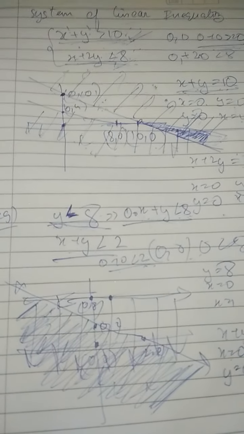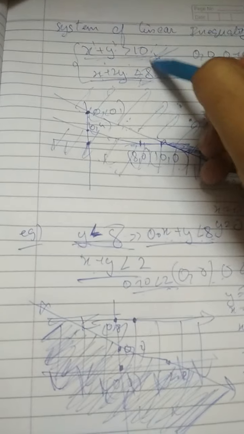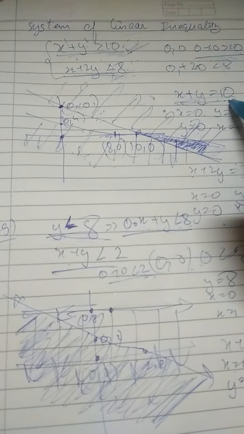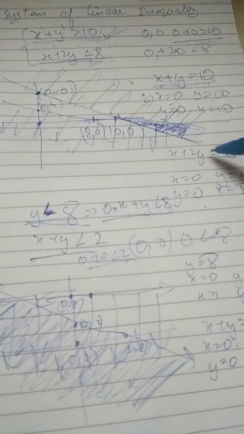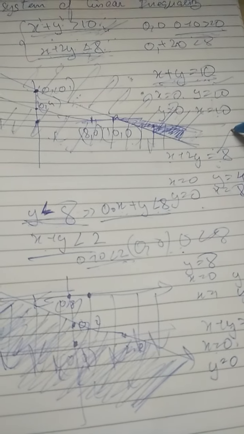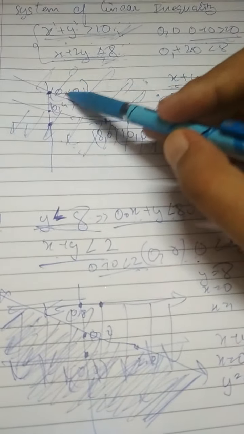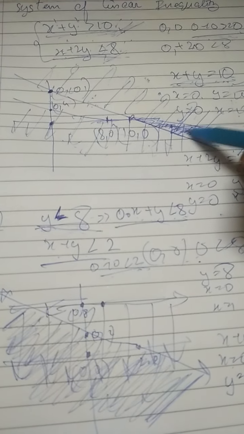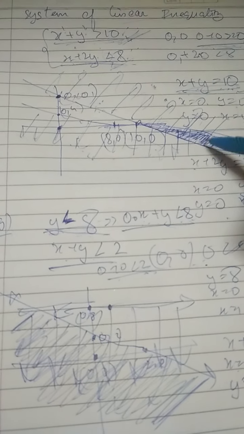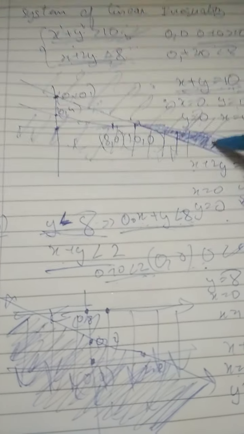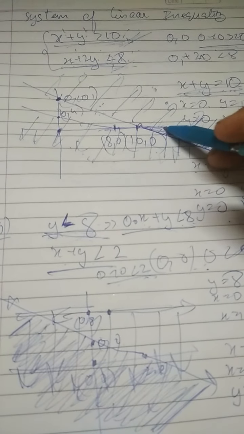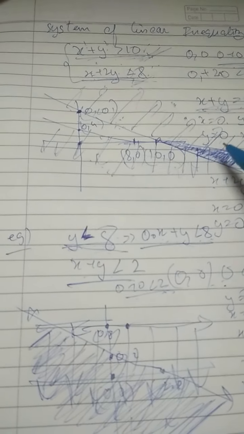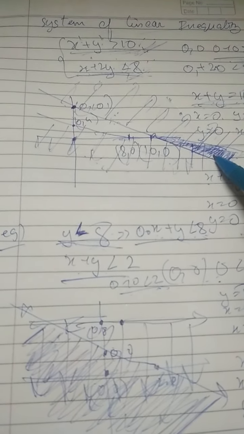Now let's summarize what we have studied. We had these two equations and we needed to find the solution graphically. So we plotted these two lines, x plus y is equal to 10 and x plus 2y equal to 8. We found the solution to these two inequalities separately. Then we found the common region. If there is no common region, then the solution does not exist. If a common region exists, that is, there is a part on this entire graph which is a solution to both these inequalities, then that is the solution to our inequalities.